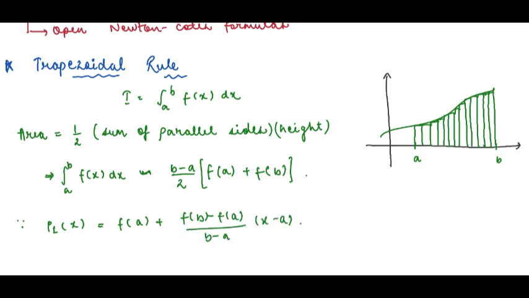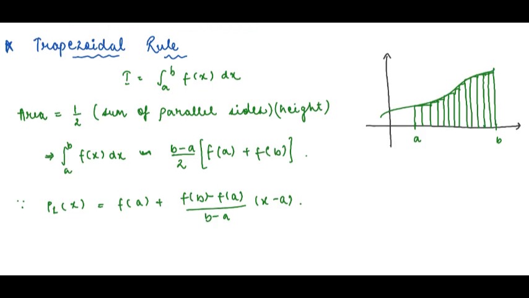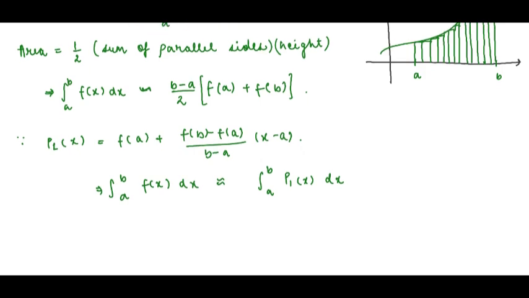And since we are approximating f(x) by p1(x), this integral becomes approximately the integral from a to b of p1(x) dx. After integrating and simplifying, we obtain this integral as approximately (b minus a)/2 times f(a) plus f(b). So the trapezoidal rule is simply the integral of the linear interpolation polynomial.